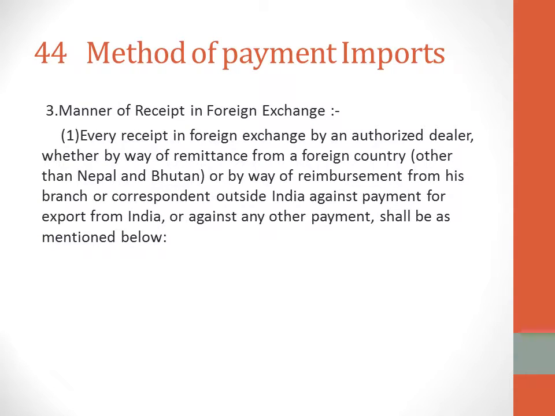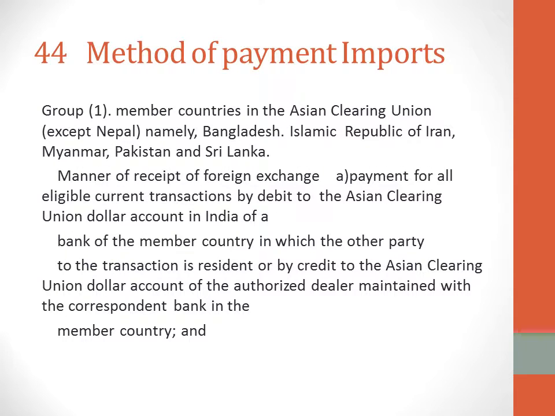Manner of receipt in foreign exchange. Every receipt in foreign exchange by an authorized dealer, whether by way of remittance from a foreign country other than Nepal and Bhutan, or by way of reimbursement from the branch or correspondent outside India against payment for export from India or against any other payment shall be as mentioned below. Group 1, member countries of Asian Clearing Union except Nepal, namely Bangladesh, Iran, Myanmar, Pakistan and Sri Lanka.